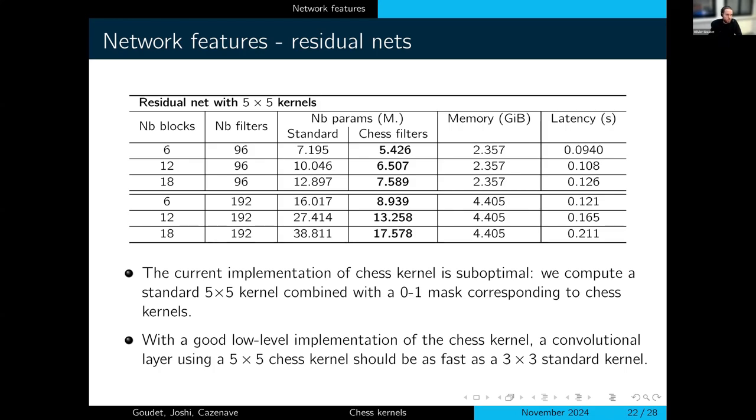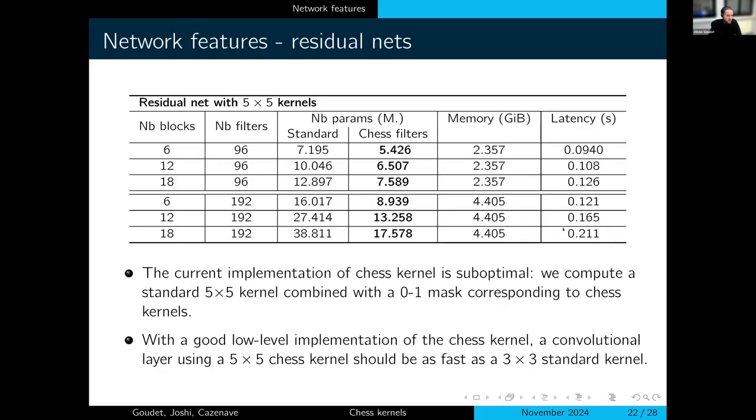But actually, this is due to the fact that our current implementation of chess filters is suboptimal for the moment, because indeed, to compute a chess kernel, we actually compute a complete kernel of size 5 by 5, to which we apply a mask with 0s and 1s in order to hide certain inputs. But with a low-level implementation of chess kernels, we should actually have the same computational cost as for kernels of size 3 by 3.